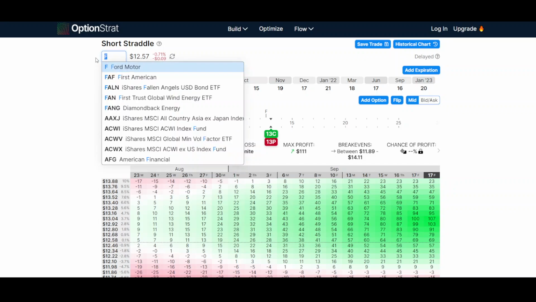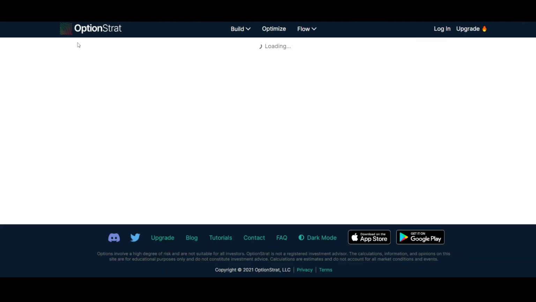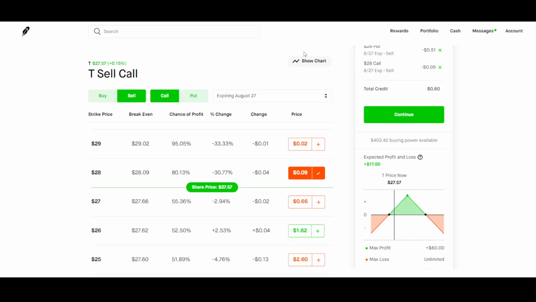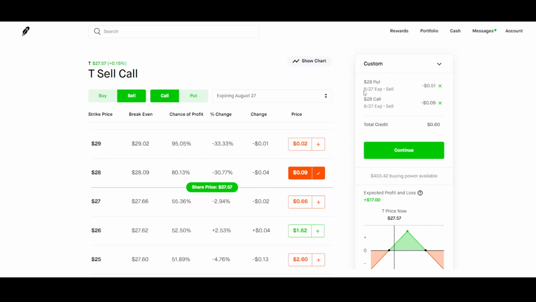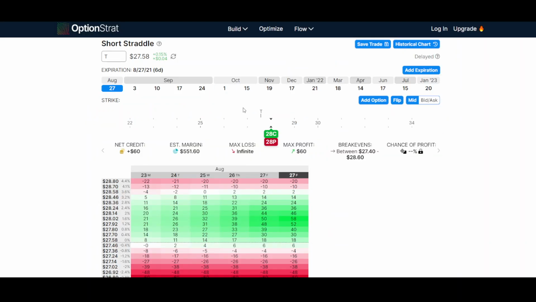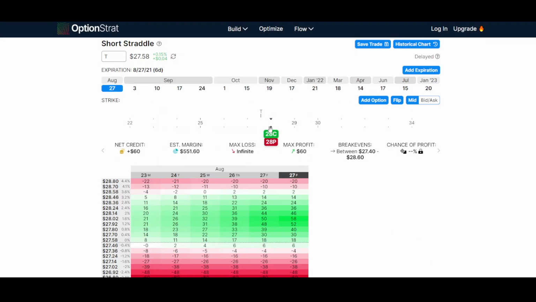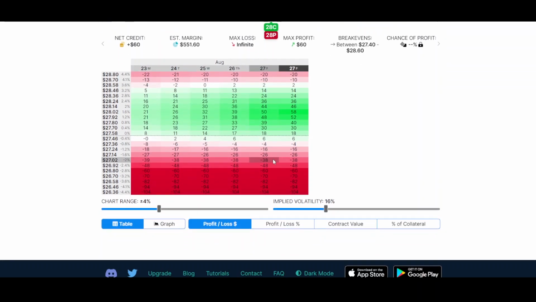We're going to enter T for AT&T, which is the one we chose. Make sure you choose the correct expiration date. So we're going to come back here and we're going to copy this little layout right here. So we sold a $28 put. Red is sell, P for put, $28. And then we sold a $28 call. $28 call right there.